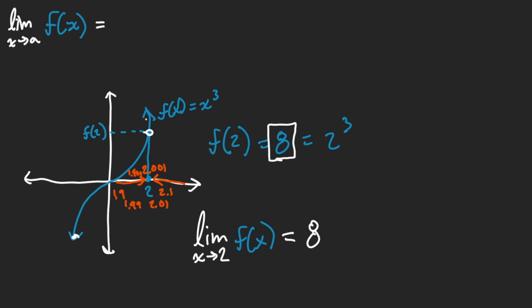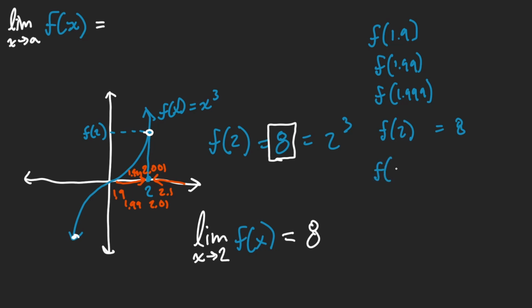What does the function approach? Another way we could write this, instead of just writing these numbers on the number line, is we could write it like this. So we have f of 1.9, f of 1.99, f of 1.999. And then, of course, we have f of 2, which is 8. Then we have f of 2.001, and then as we get farther away, it's going to be like this.